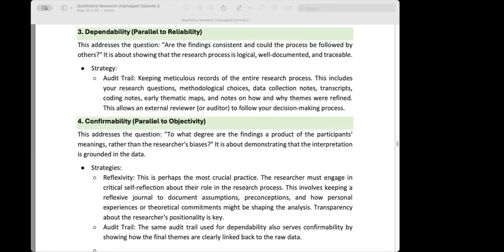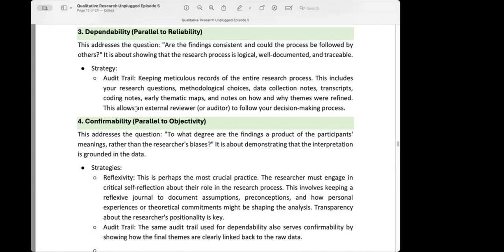Two key strategies contribute significantly to confirmability. Reflexivity. This is perhaps the most crucial ongoing practice in all qualitative research. As the researcher, you are the primary instrument of analysis, so you must engage in critical self-reflection about your own role and influence throughout the research process. This often involves keeping a reflexive journal or detailed memos where you document your own assumptions, preconceptions, theoretical commitments, personal biases, values, and even your emotional responses to the data or participants.